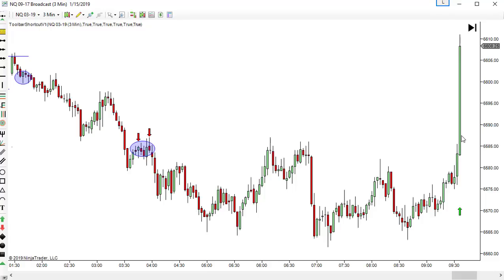What does that mean? Typically I'm going to tell you your options. I'm going to say if we print 65.9175, get long. You have two choices. Get long on a buy stop.